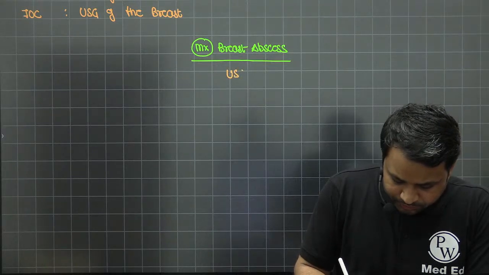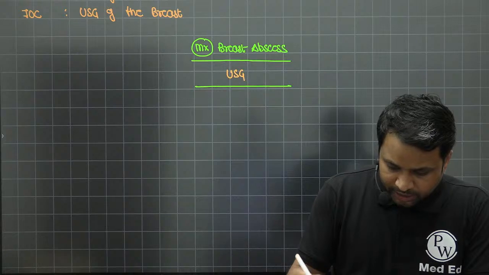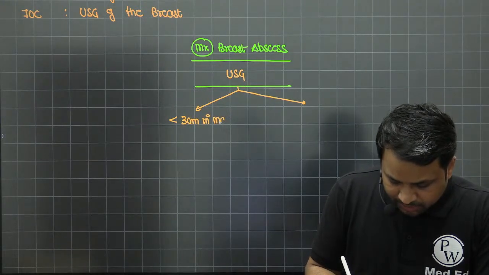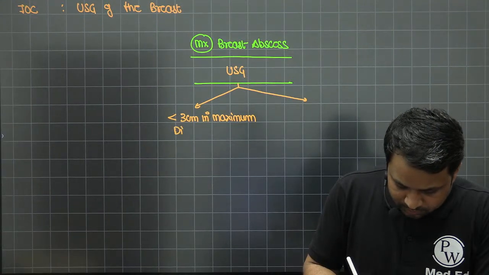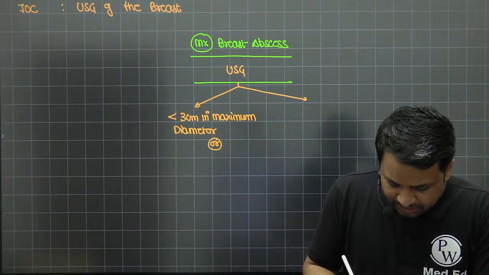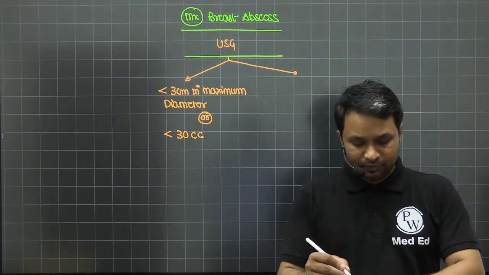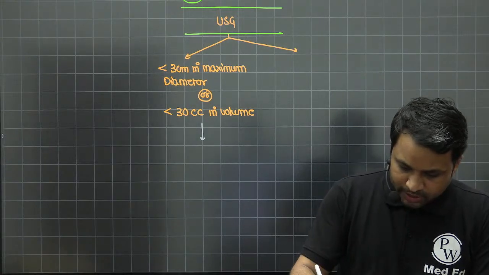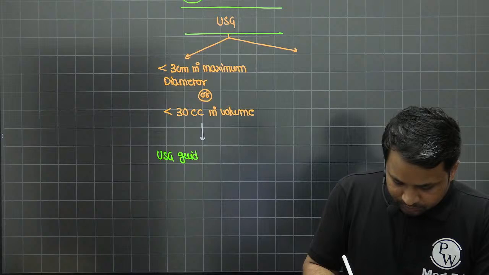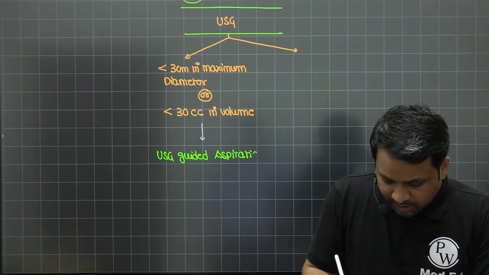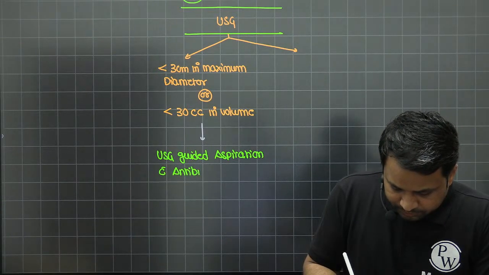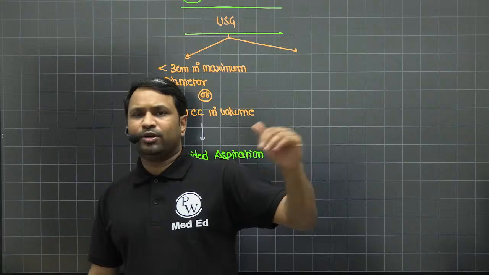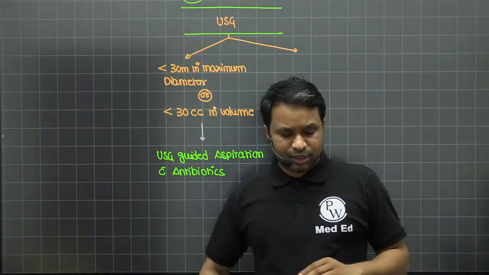When you have done the ultrasound, the first thing I will see is the size and the quantity. If the abscess collection is less than 3 centimeters in maximum diameter, or less than 30 cc in volume, in these patients I would go ahead with USG guided aspiration with antibiotics, and you do it sequentially. You ask the patient to come back after 1 week, do it again, and you do it 2 to 3 times, and if it resolves, it's good. Otherwise, take the patient for the next step.